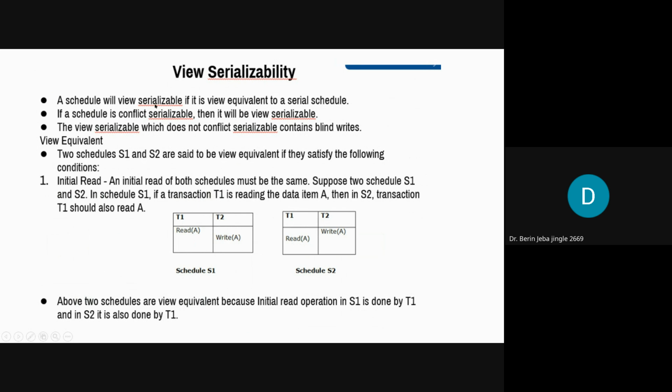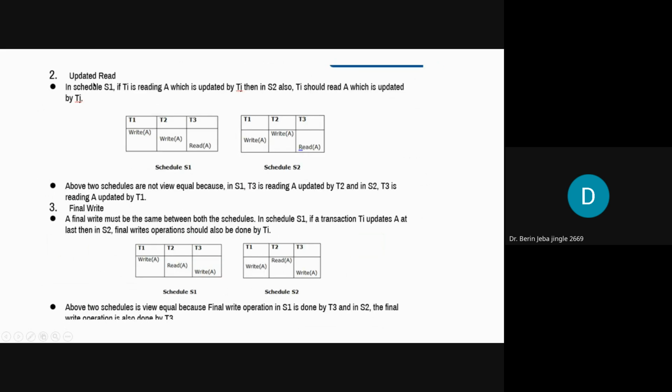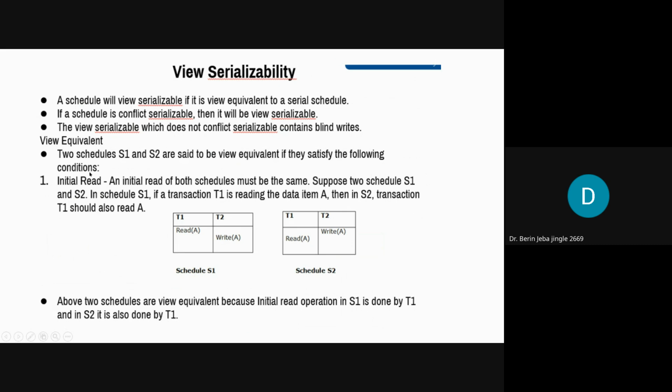If a schedule is conflict serializable, then it is called view serializable. The view serializable schedule is changed into a view equivalent and then to a serial schedule. For view equivalence, it must satisfy three conditions: initial read, updated read, and final write. So we can study the initial read first.